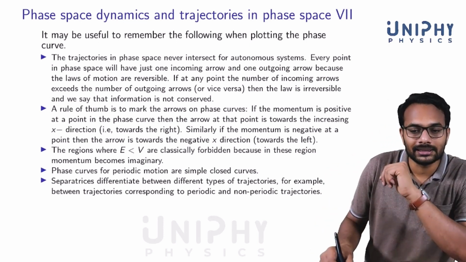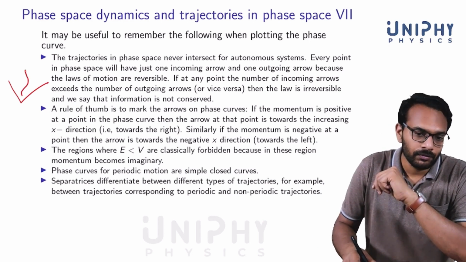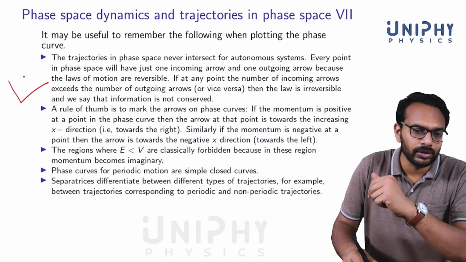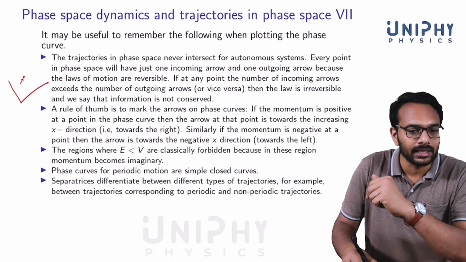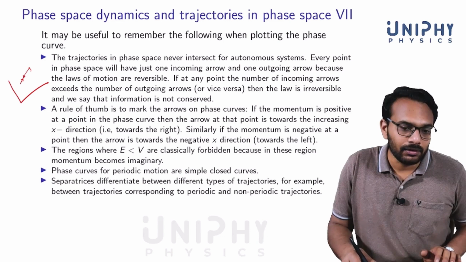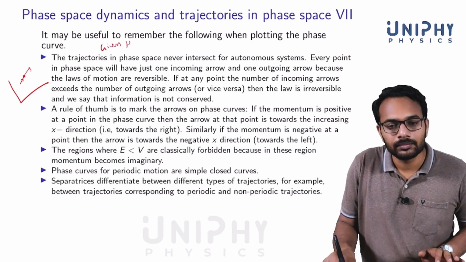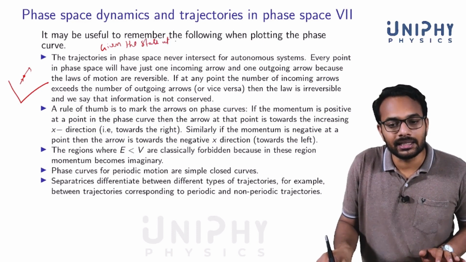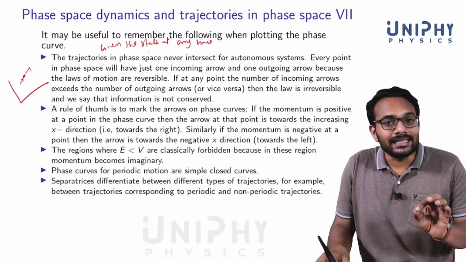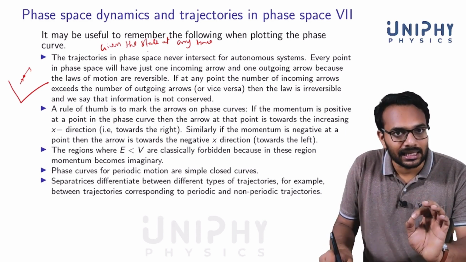Why can the trajectories never intersect? We talked about this conservation of information. For every point in phase space, there has to be exactly one incoming line and exactly one outgoing line. Why is that? Because given the state of the system at any time, this is also known as determinism, the state at any other time is completely determined by the equations of motion. Given the state at any time, this is very important.